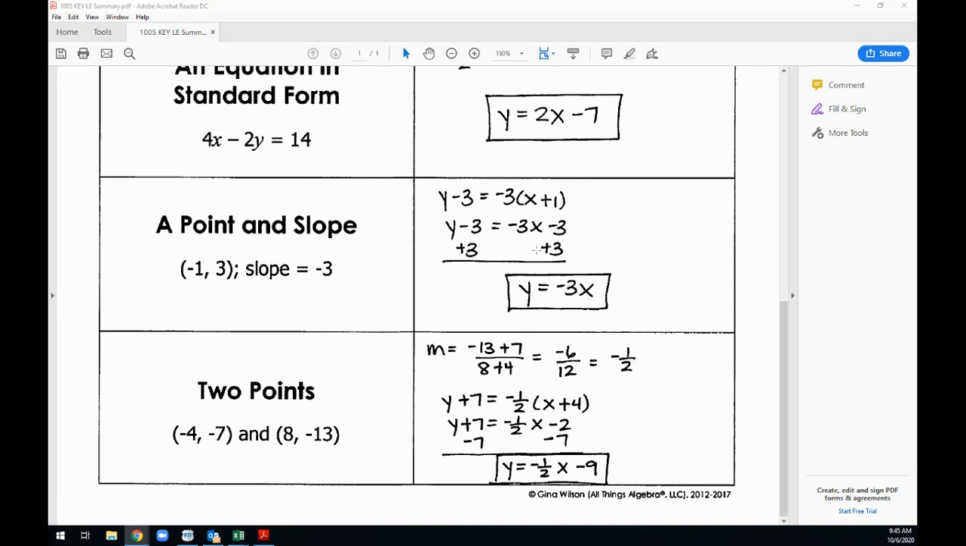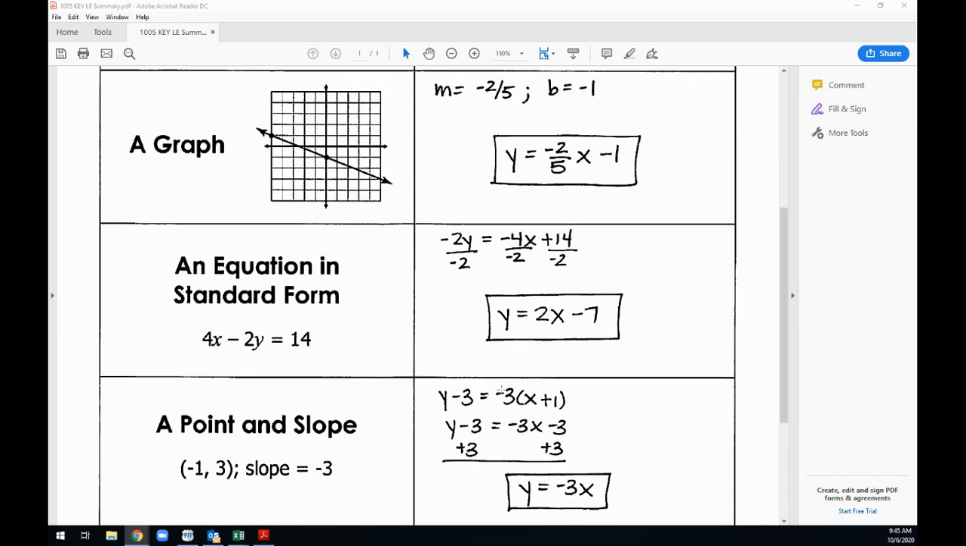Plug that slope into the same point slope formula. And we simplify, distribute, and simplify. Subtract the 7 from both sides, and we see that the slope is -1/2, as we found, and the y-intercept is -9. And that's it.